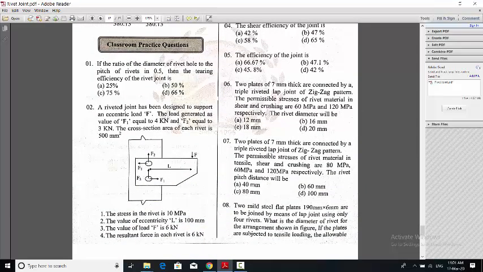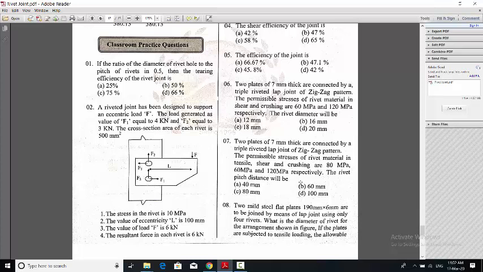Two plates 7 mm thick are joined by a triple zigzag riveted joint. The permissible stresses of the rivet material in tension and crushing are given. In the earlier case they gave shear and crushing, and we compared the shear and crushing forces. Here we also have to compare shear and crushing forces. Tensile, shear and crushing, all three are given.